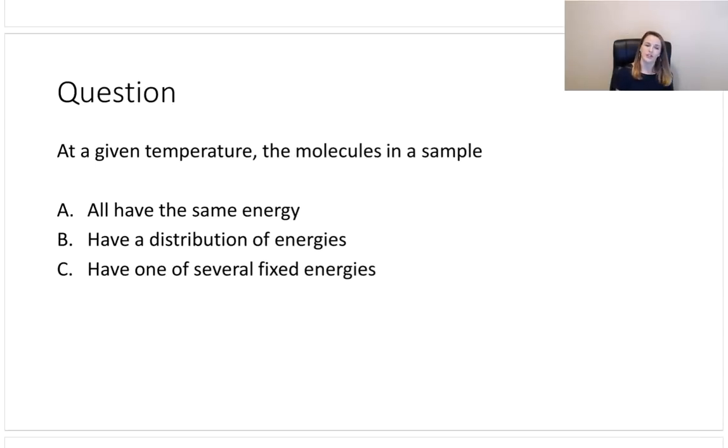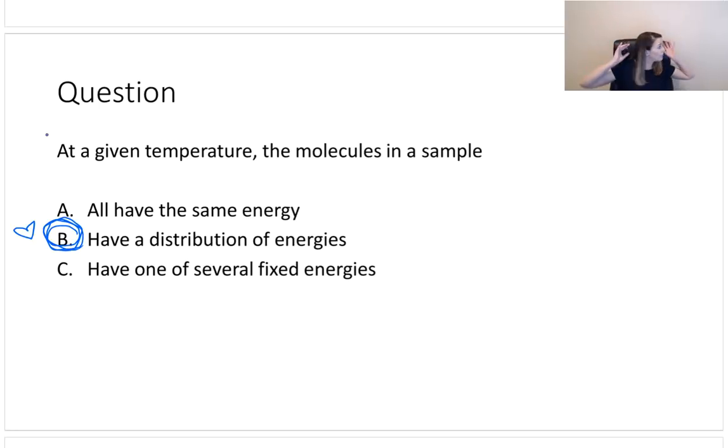At a given temperature, the molecules in a sample have a distribution of velocities. If you're my students, hopefully you were screaming that because you knew the answer, because we've talked about it pretty much every month since I met you. But for everybody else, let's make sure we're on the same page here. So at a given temperature, the molecules in a sample have a distribution of energies. That is because temperature is a measurement of the average kinetic energy.